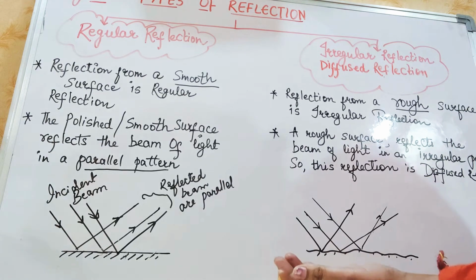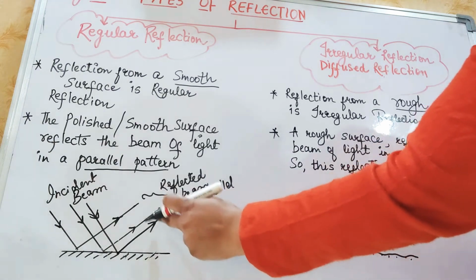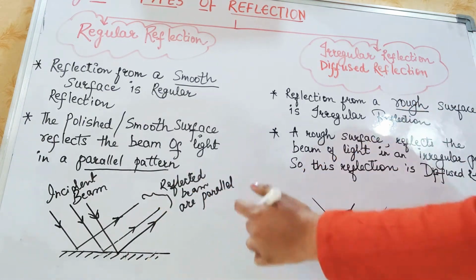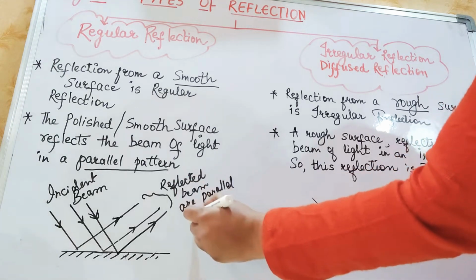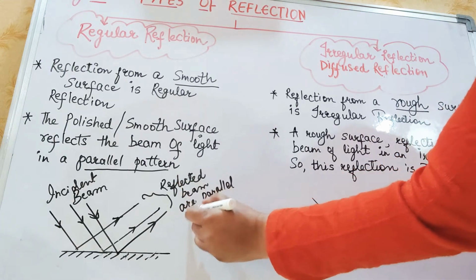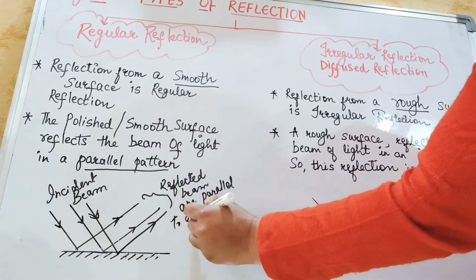Parallel, you know, this is a thing. When the rays of light will never meet each other at any point of time, they are parallel. The reflected beams are parallel to each other.